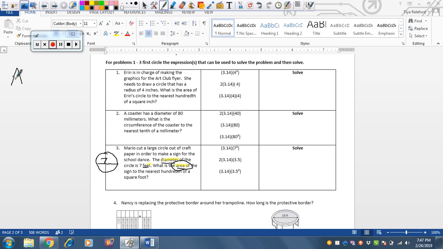And if we want area, you need the area formula. Now be careful because 7 is the diameter. For the area formula, you need the radius. So be careful with that one. All these other ones had 2 that were correct. Number 3 only has 1 expression that is correct.